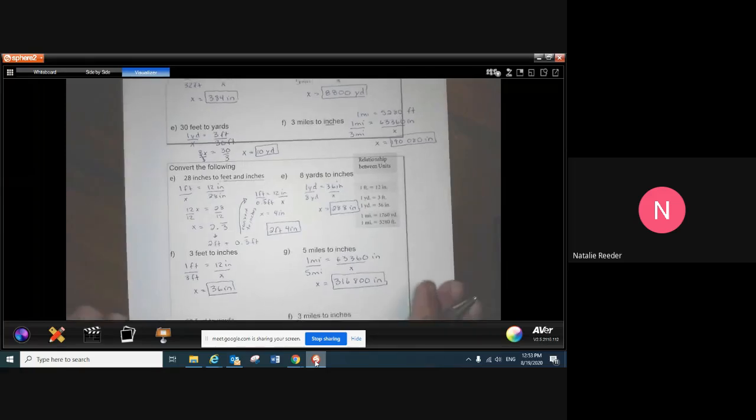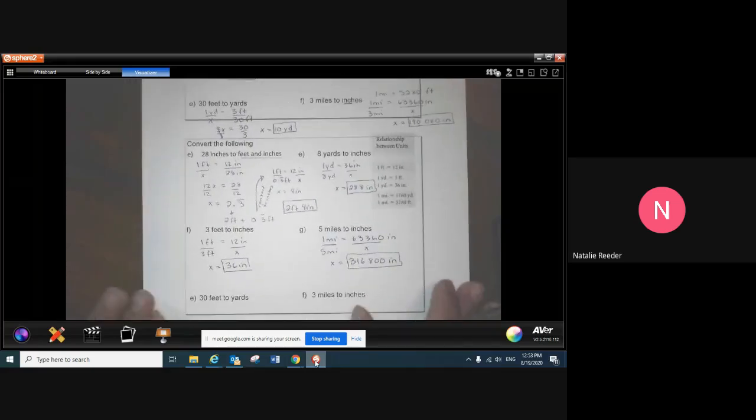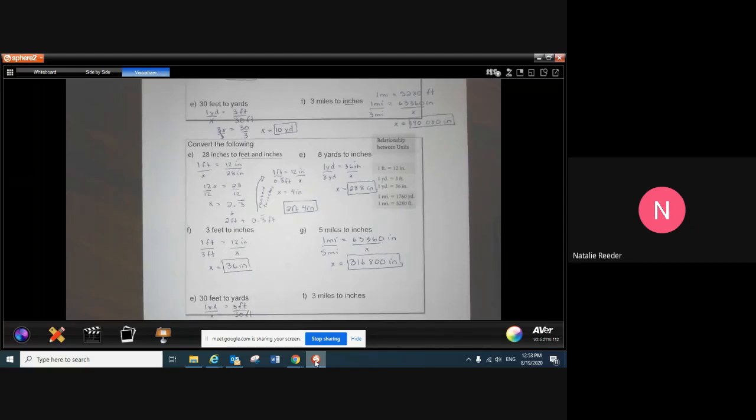All right, 30 feet to yards. Now, yards and feet, if we look here, it's right here. 1 yard is equal to 3 feet. Now watch the order, because the feet are over here. So your 30 feet, you need to put it under your feet, and you put x amount of yards. Now if I cross multiply, x times 3 gives me 3x. 30 times 1 gives me 30. Then we divide by 3. So x is equal to 10 yards.